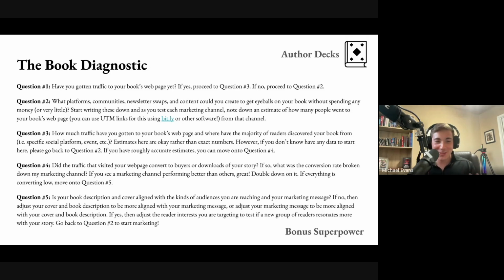So don't do that. So try and not spend a ton of money and think about ways you can get creative about getting some traffic. You don't need 1,000 people to see your book. You don't need 10,000 people to see your book. You need just enough to get some signal of whether it's working or not, which we'll ask in further questions, whether it's working or not.